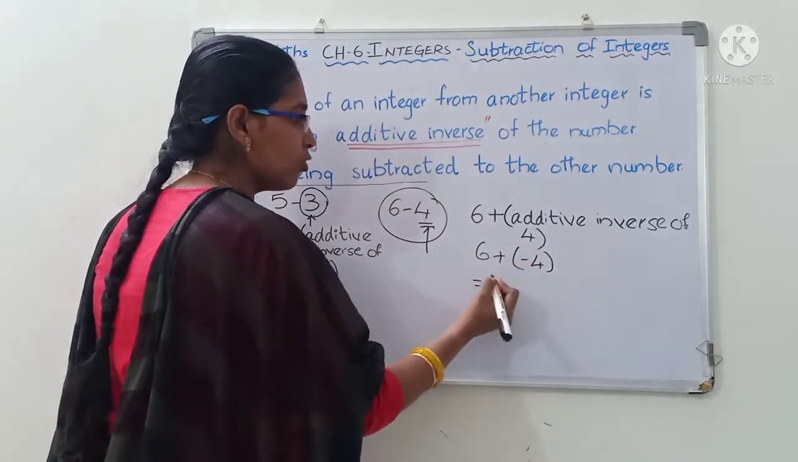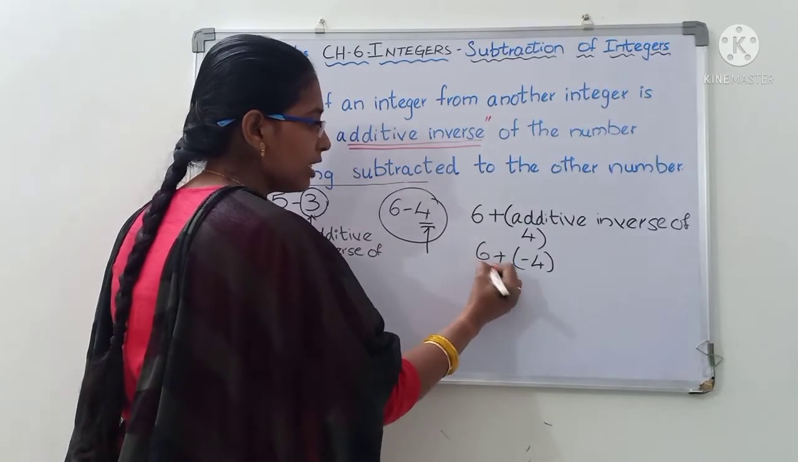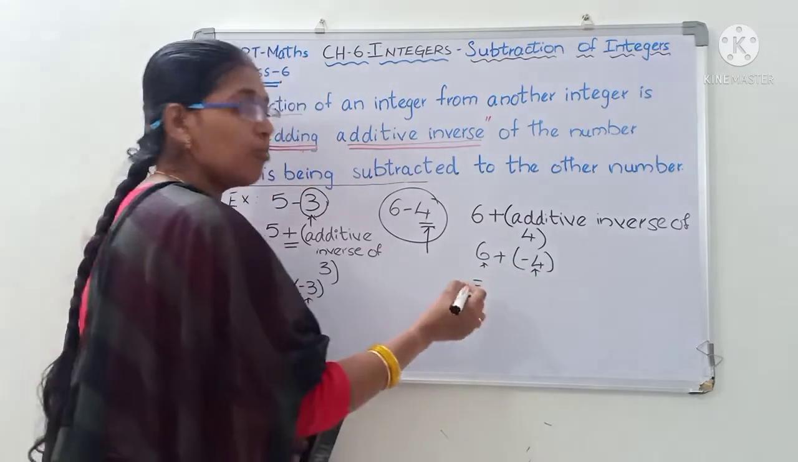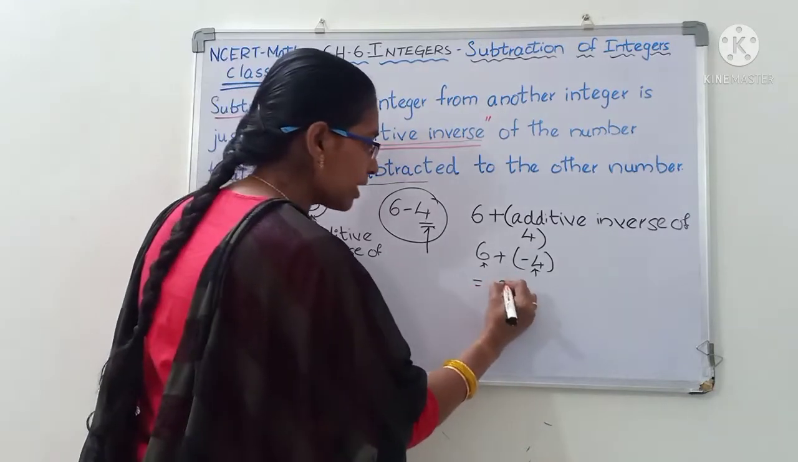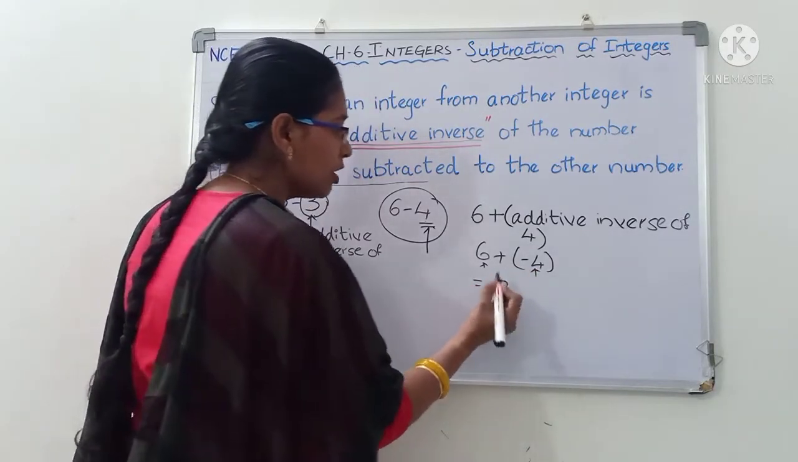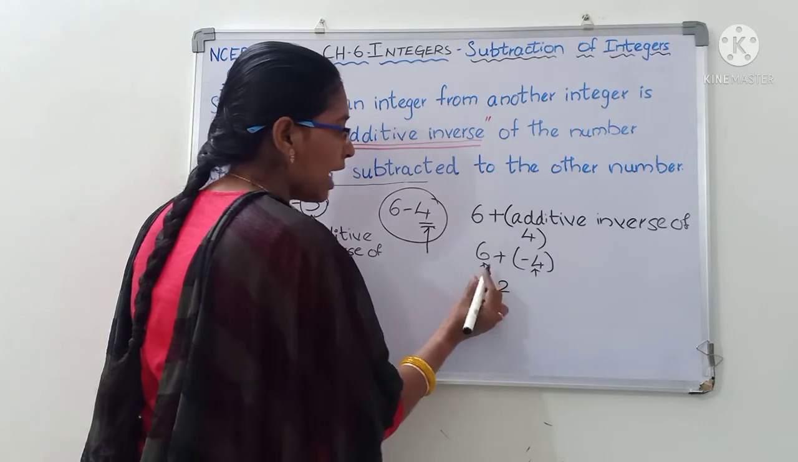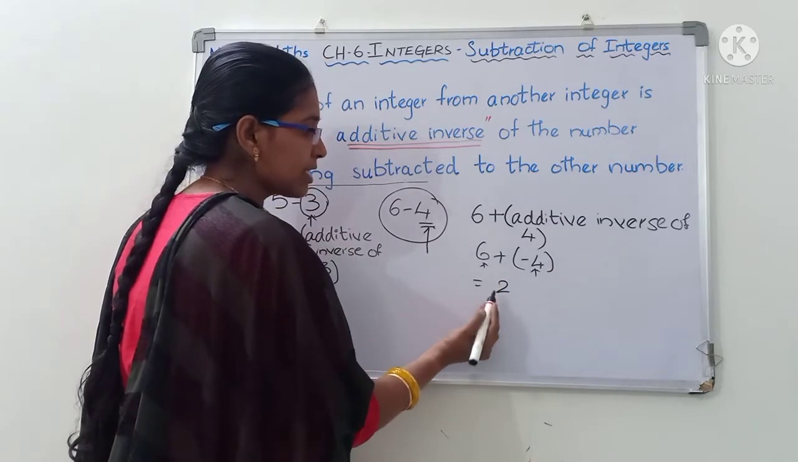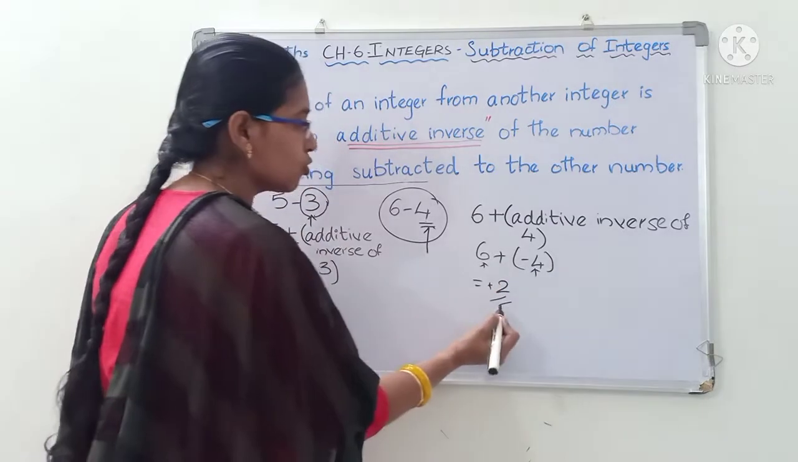What is 6 minus 4? 6 minus 4, here it is a positive sign, here a negative sign. Both signs are different, so you do subtraction. 6 minus 4 is 2. 6 plus minus 4 is 2, and the sign of the greater number is plus. So you get the result as plus 2.